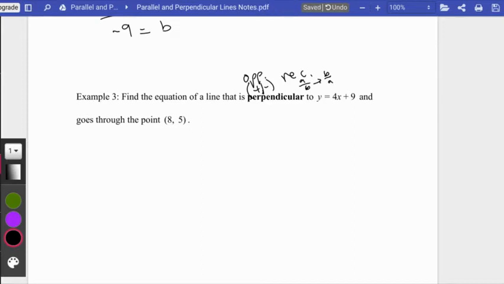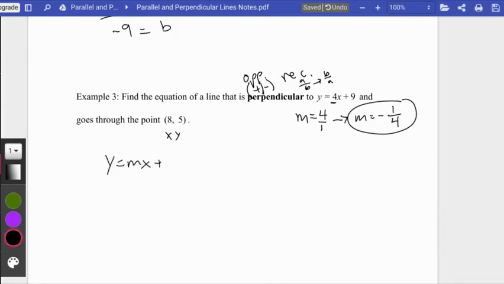So my slope right now is 4 in this equation. I'm going to make it over 1 to make it a fraction. It's positive, so my new slope is going to be negative. And when I flip it, I get 1 over 4. So this is the new slope I'm going to work with for this equation. I also have an xy, so I'm going to plug it into y = mx + b. 5 equals negative 1/4, my x is 8, plus b that I don't know yet.